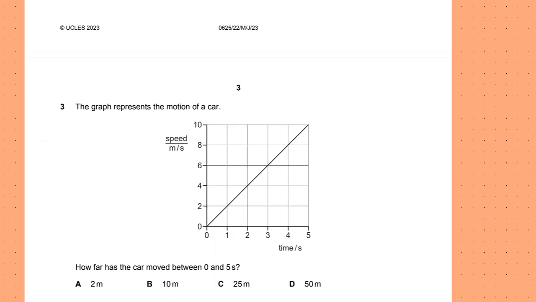Question number 3, the graph represents the motion of a car. How far has the car moved between 0 and 5 seconds? This is a speed time graph, right? So the distance is the area under the graph. So all of this is what we want, all of this area, which is the area of a triangle. So I just use half into base into height. Half into 5 into 10, so 50 over 2, which is 25 meters.